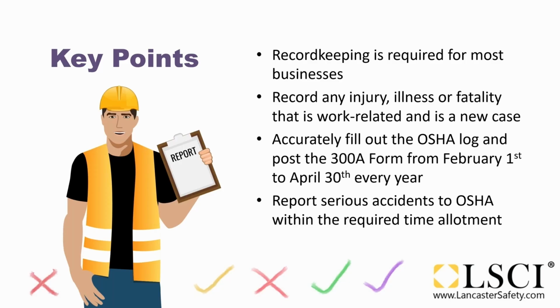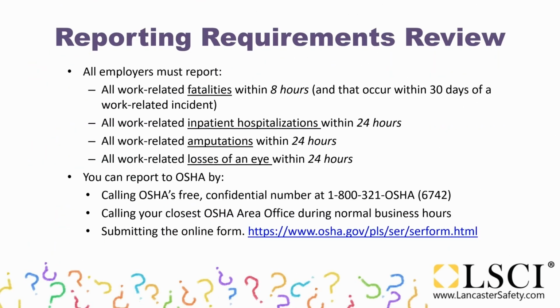If you experience an employee who has a terrible work-related accident such as loss of an eye, amputation, or inpatient hospitalization, you must report the incident within 24 hours. If you tragically experience an employee who dies because of a work-related accident, you must report it to OSHA within 8 hours. And this slide shows the criteria for reporting a serious injury. Again, you can report to OSHA by calling OSHA's free confidential number, or by calling your local OSHA area office during normal business hours, or by using the online form at OSHA.gov.